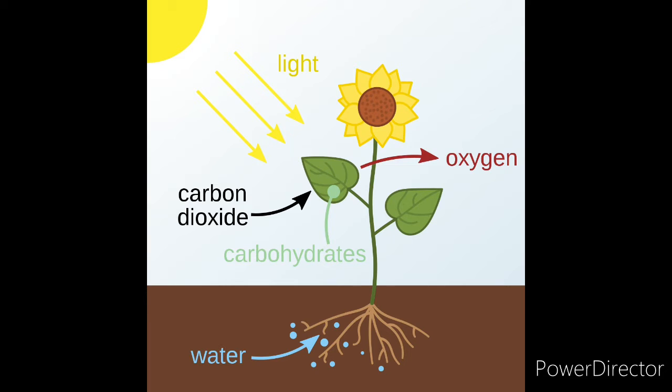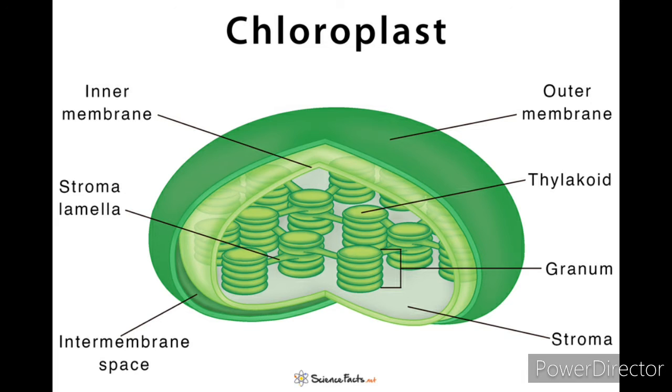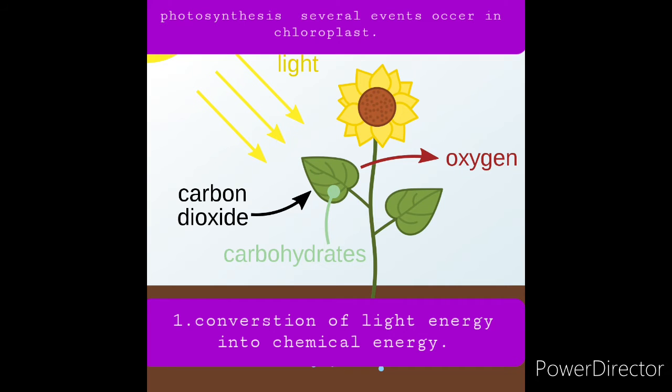How the photosynthesis events take place in the chloroplast. You can see what things are going on in the diagram. You can see the light energy and the carbon dioxide. Here the chloroplast plays a vital role in photosynthesis. Chloroplast takes part in photosynthesis. What are the events then? Here you see, in photosynthesis, several events occur.